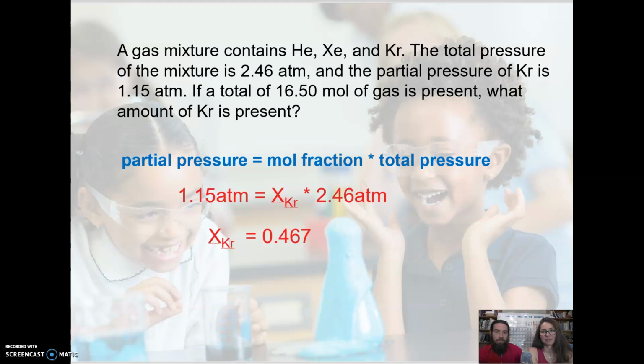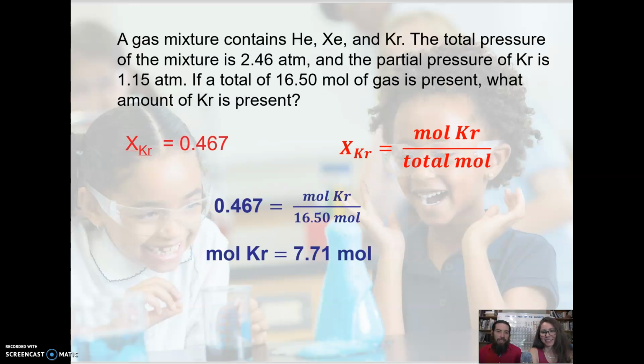So let's back up a little bit. I've got the partial pressure of the krypton, that's the 1.15, equal to the mole fraction, see the X with the little Kr subscripted there, of the krypton times the total pressure, that's the 2.46 atmospheres. So solving for the mole fraction, I get 0.467, unitless. I should say that. I can't advance. Okay. I can.